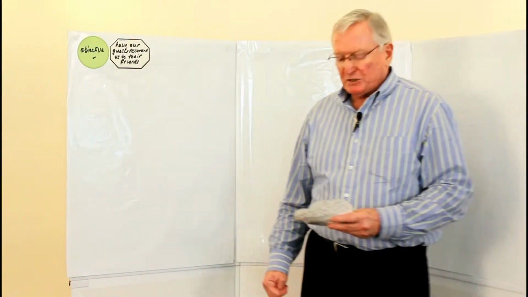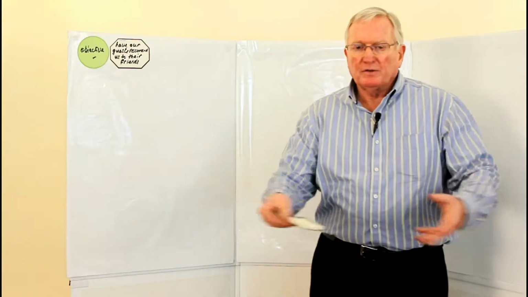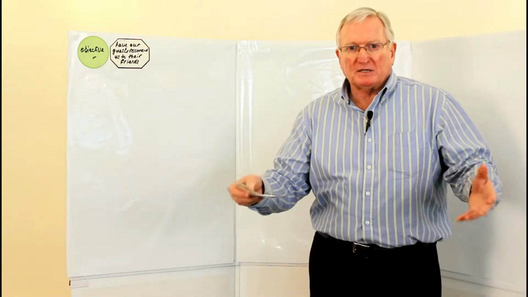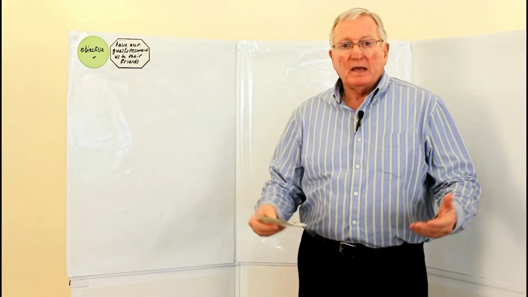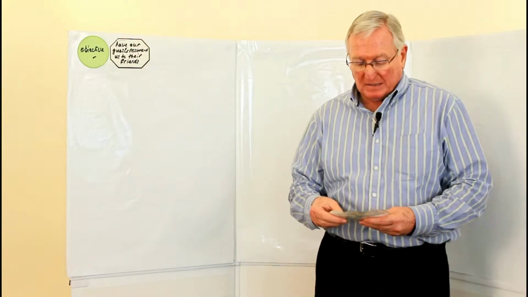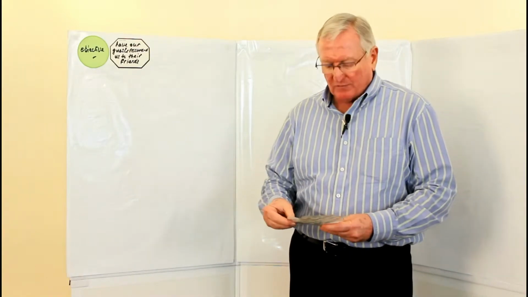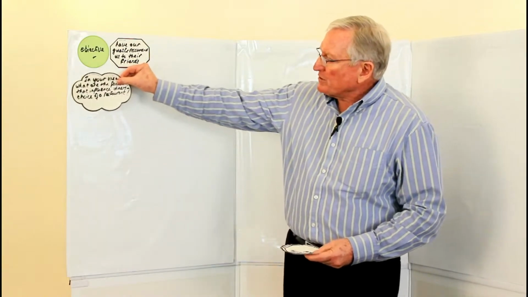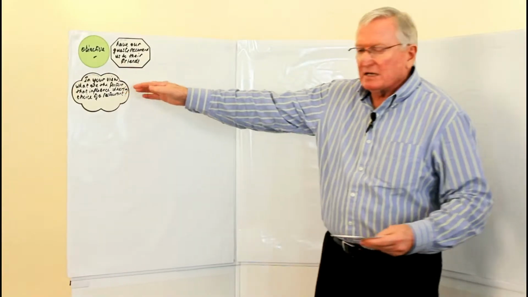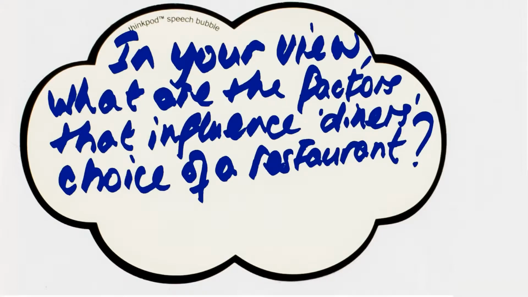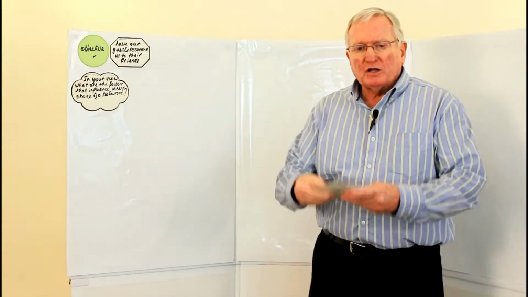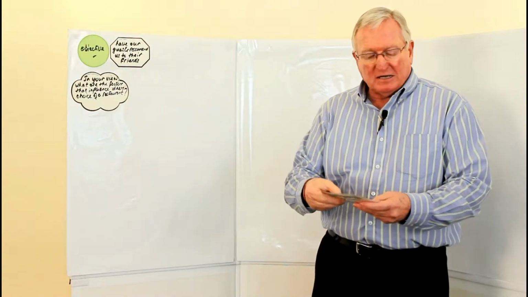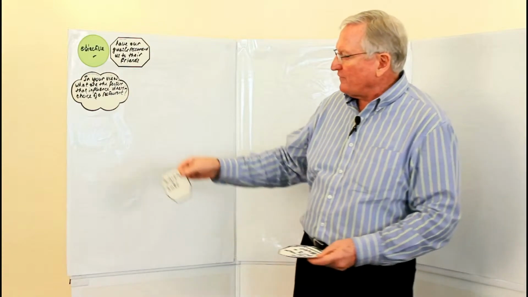So now I want you to imagine that there are 10 or 12 people we spoke about sitting in front of these boards and wanting to now participate in discussing how we can improve our restaurant. We need to pose a question for them. And the question in this instance is, in your view, what are the factors that influence diners' choice of a restaurant? And they will each have written cards, and I now, as the facilitator in this instance, have all of the cards in front of me.